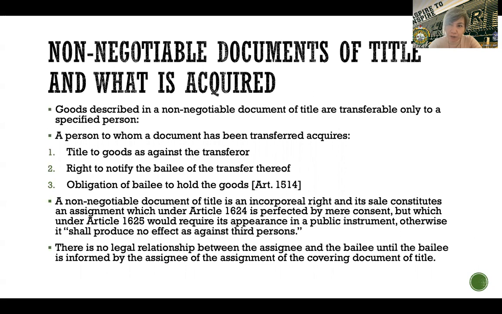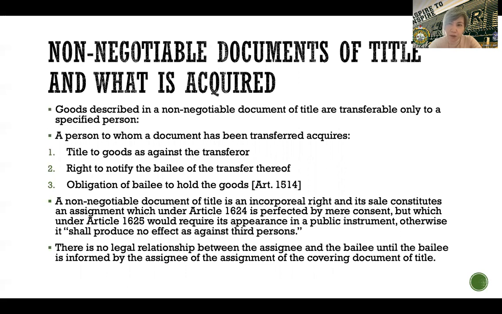So a non-negotiable document of title is actually an incorporeal right. And the nature of the transfer of this kind of document is that it is an assignment. And under Article 1624, guys, this assignment is perfected by mere consent. However, Article 1625 nonetheless requires that the transfer of incorporeal right be in a public instrument. Otherwise, it will not produce any effect as against third persons.